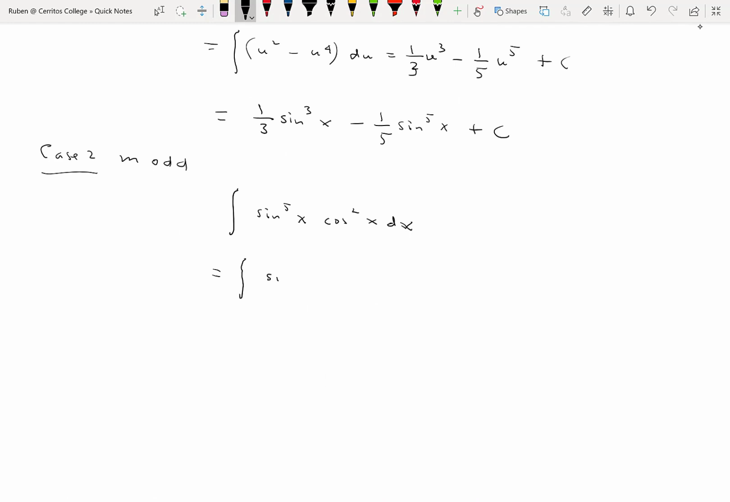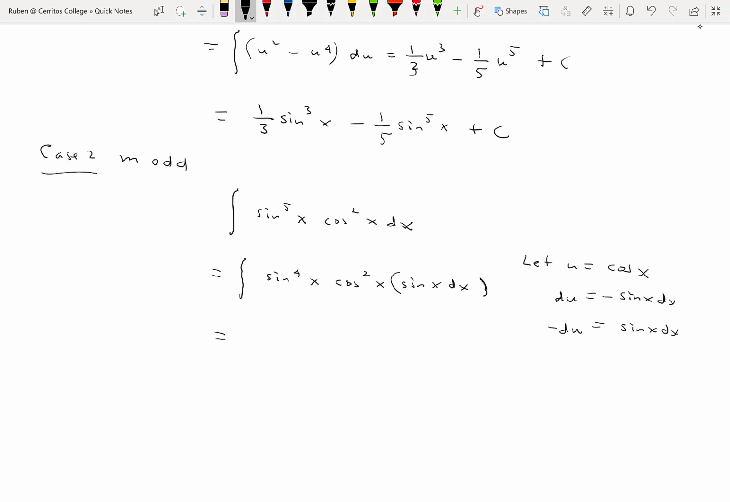Borrow 1 from the sine. You get sine 4th x cosine squared x times that borrowed power of sine x dx. Lock that borrowed first power with the dx. Then what do you think we let u equal? To get dx equals close to sine of x, let u equal cosine x. Du is negative sine x dx, so that sine x dx equals negative du.